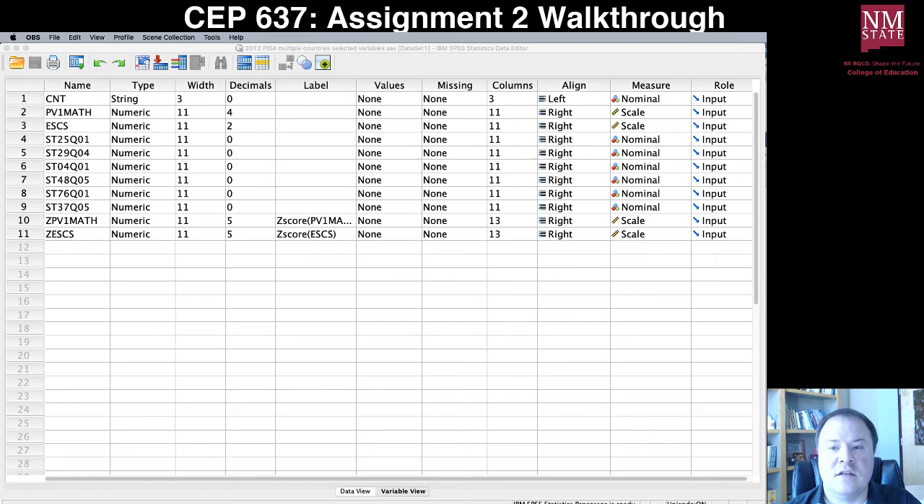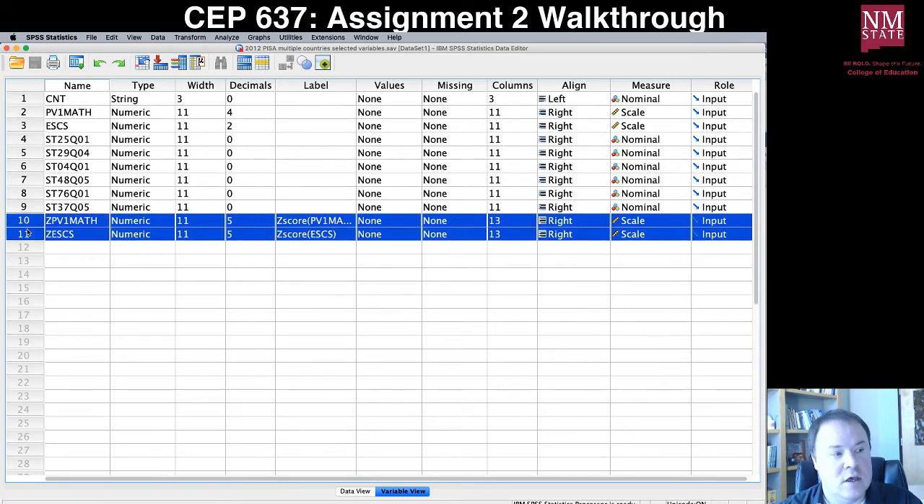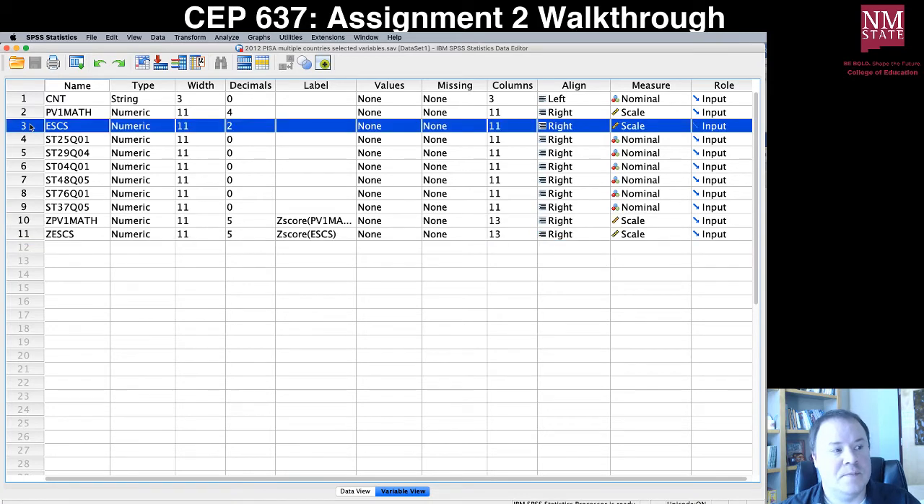So here's the data set that you should have been able to download. There are two rows that were created in SPSS. These bottom two were not part of the original PISA 2012 data set. And we will talk later about how to create those. So these represent the z-scores for just the subset of countries in this data set, as opposed to SES, which was standardized across the entire set of 60 or 70 some odd countries.